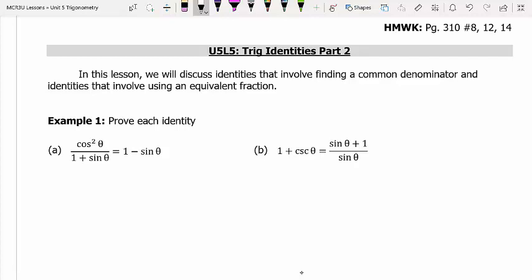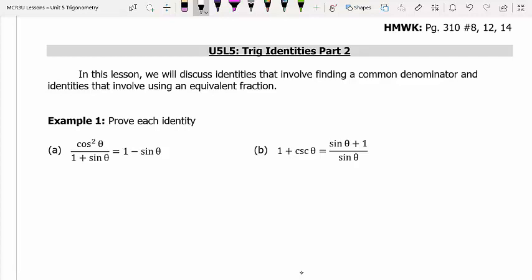So we're going to look at examples that might require you to factor in order to solve them, which we started at the end of that lesson before. You might also need to find common denominators between fractions so that you can add them. And you might have to creatively multiply by 1. Okay, and I'll show you what I mean by that in these examples. So let's prove this first one here.